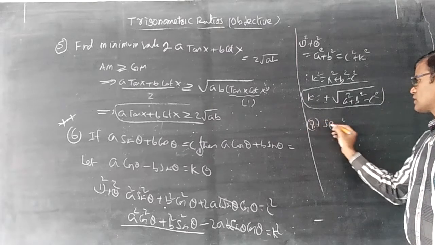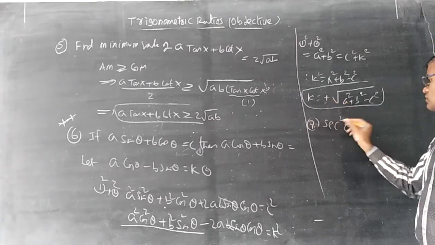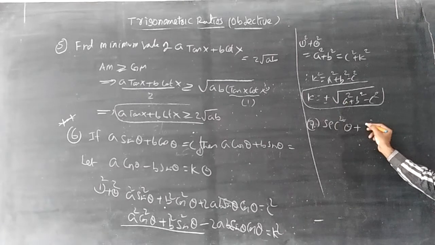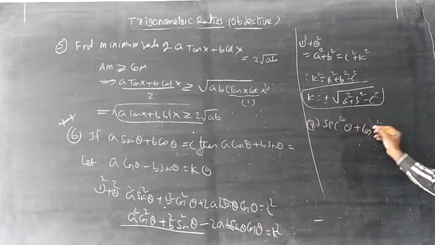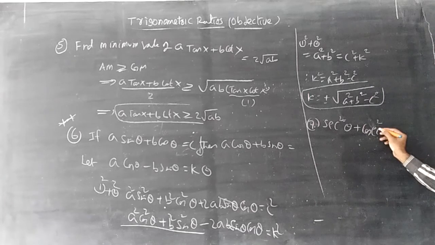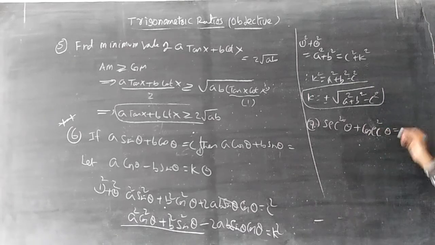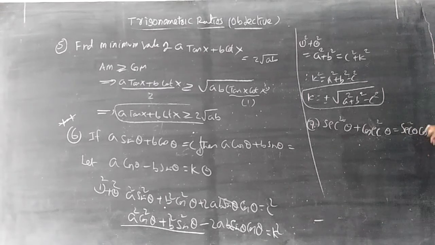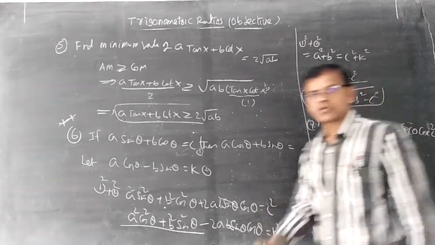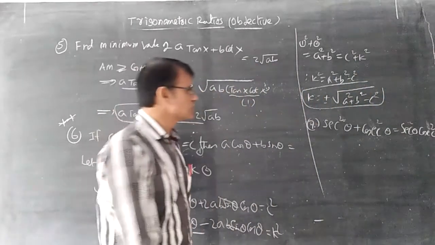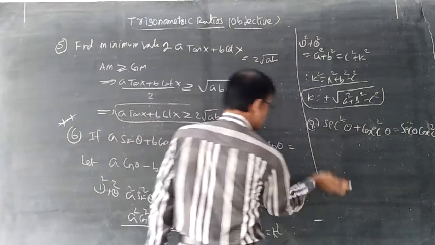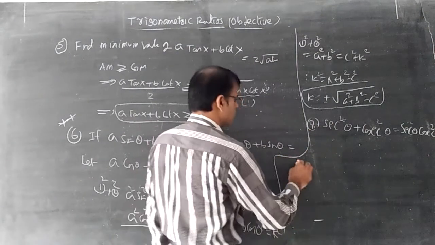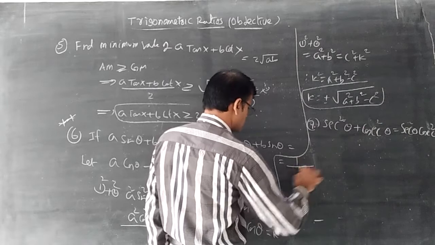Seventh one: secant square theta plus cosecant square theta. This is a very important one. It becomes secant square theta plus cosecant square theta is equal to secant square theta into cosecant square theta. How is it possible? Let us write like this.